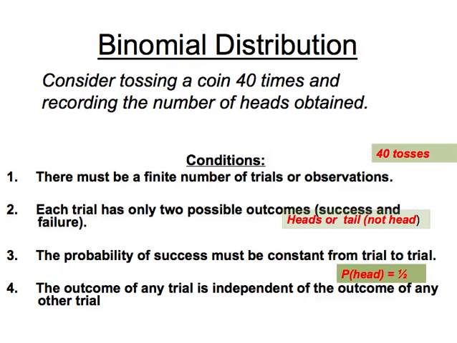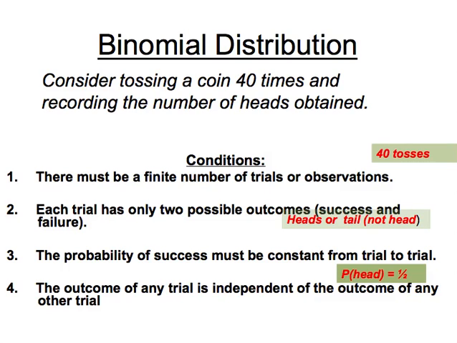The other condition is that the probability of success must be constant from trial to trial. Now remember, success is the probability of getting a head. Now the probability of getting a head is 1 over 2, and that is constant each time you toss the coin. That doesn't change. So the probability of success is constant from trial to trial in this scenario. Number 4, the outcome of any trial is independent of the outcome of any other trial. And this is so for the scenario that we're looking at.